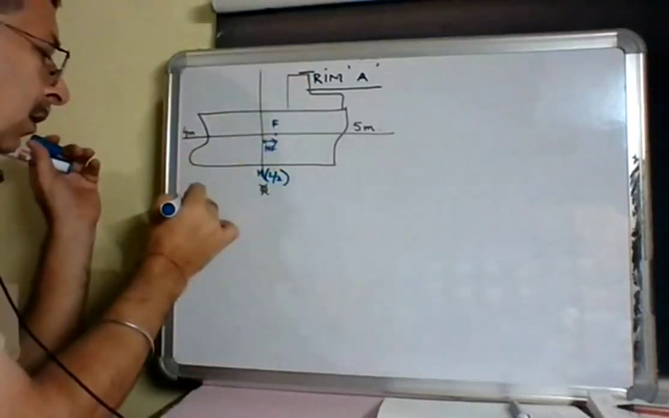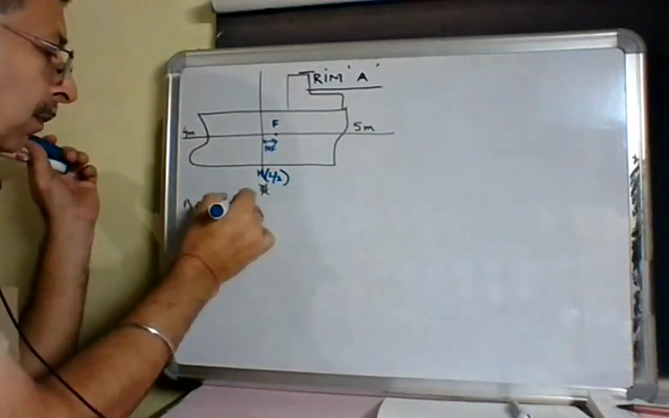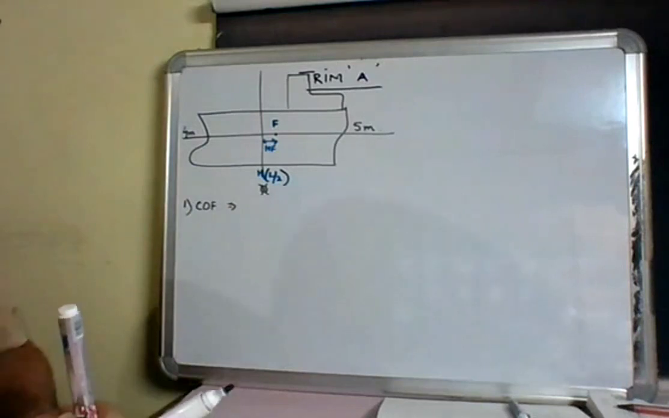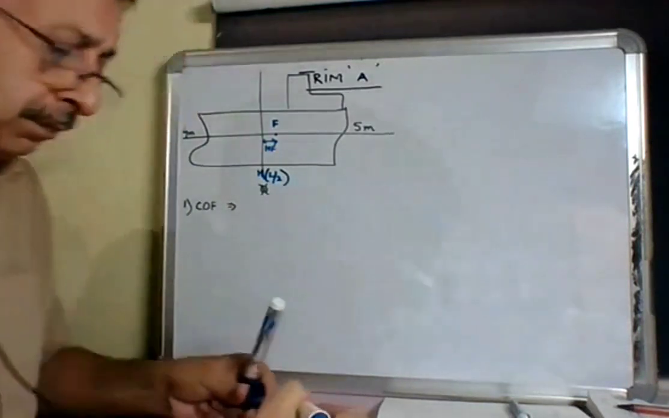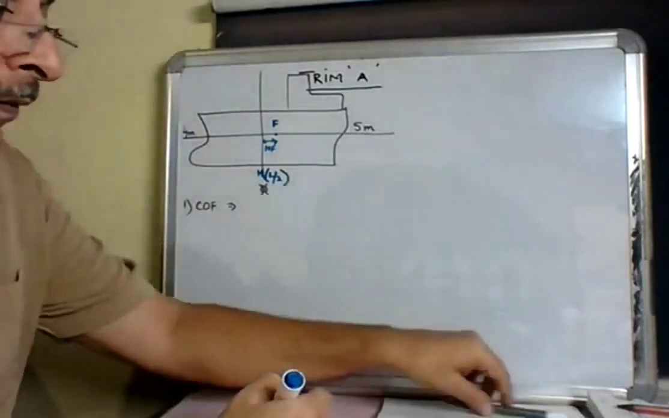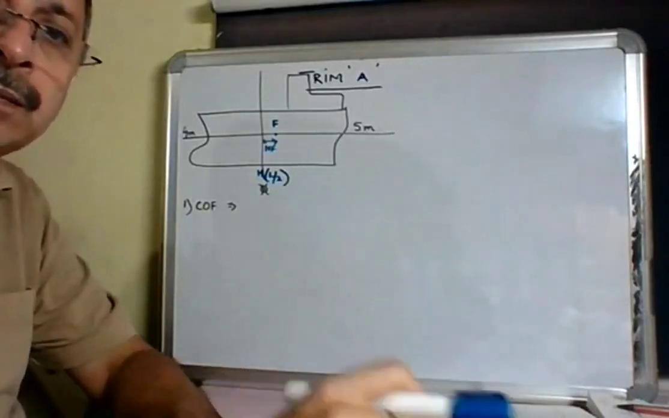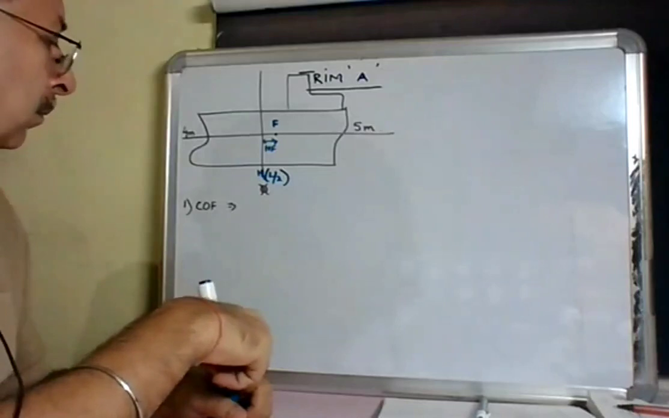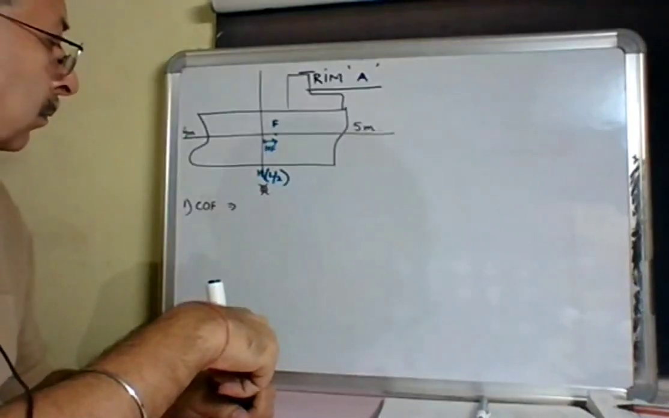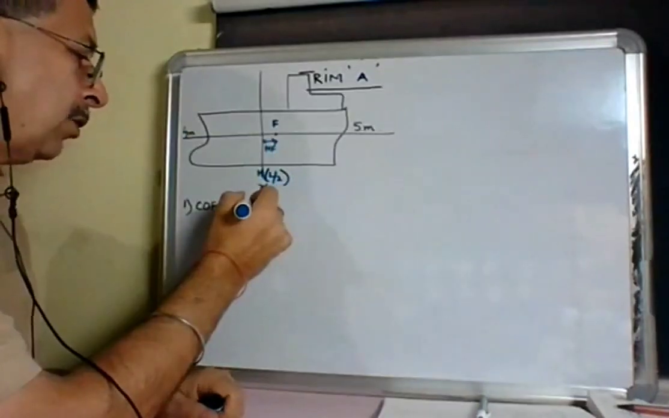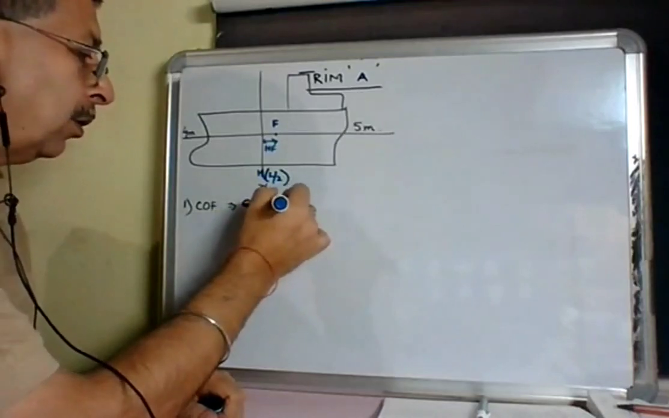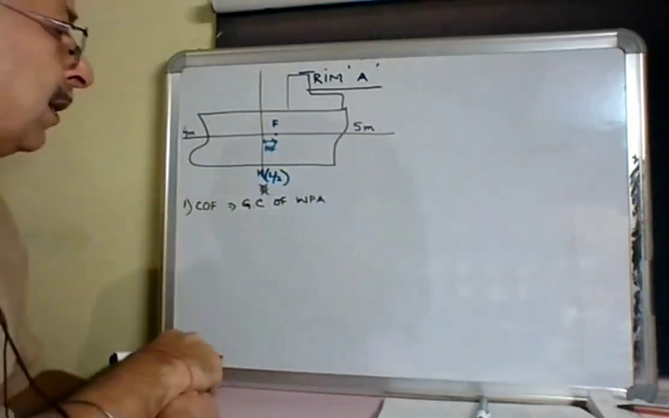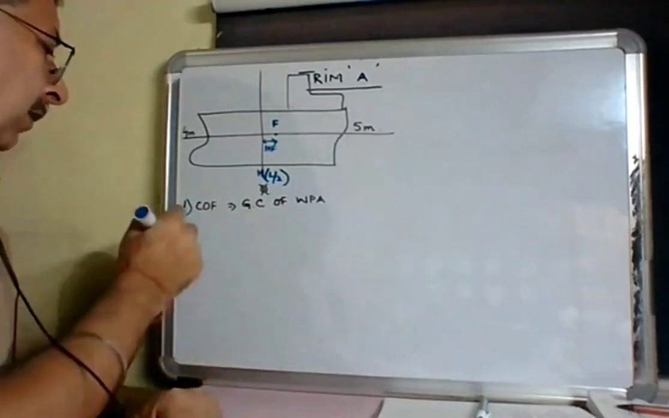Let us begin with the definition of center of flotation. Anybody in the class? Yes, sir. If a vessel is floating at a certain draft, then the center of flotation could be the centroid of the water plane area. Correct. So the center of flotation is the centroid or geometric center of the water plane area, perfectly said.